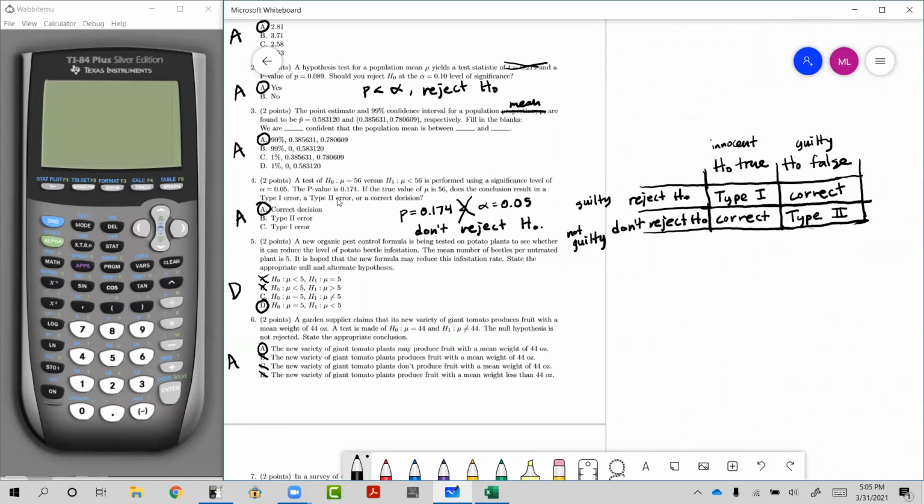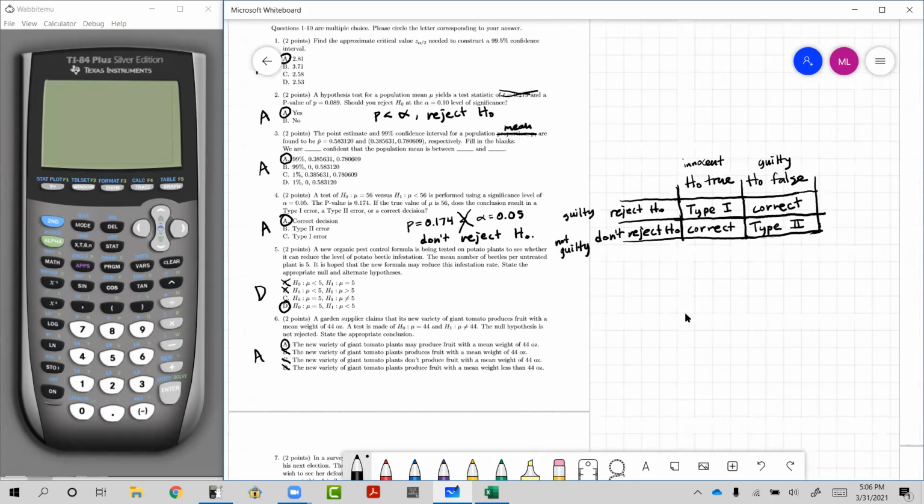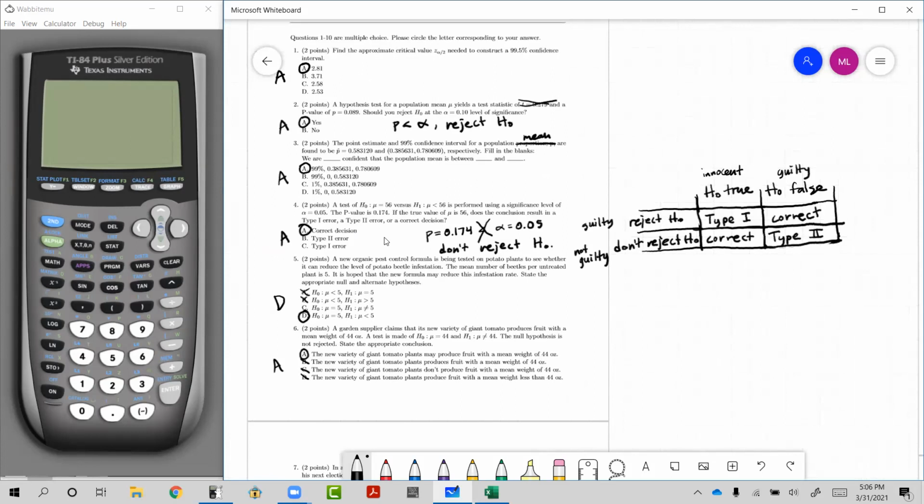If this p-value had been smaller and we wound up rejecting the null hypothesis, say it had been 0.02, which is less than 0.05, then we would have rejected H naught even though H naught was true, and we would have made a type 1 error. That's the idea. This is pretty much guaranteed to come up somewhere in the multiple choice: type 1, type 2, correct decision problems. It's not worth a ton of points, but it's worth studying so you make sure you get that multiple choice problem correct. It's going to come up once or twice.